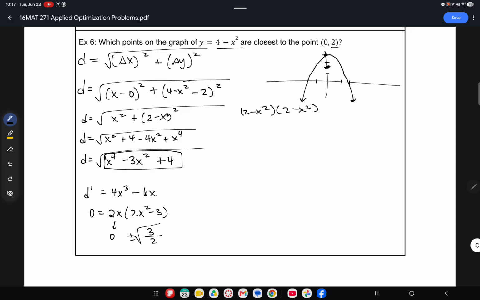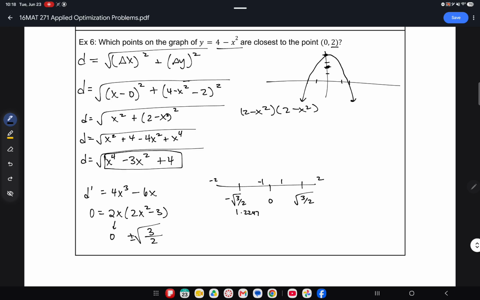All right, I can check the values, right? I can do negative square root of 3 over 2, 0, and positive square root of 3 over 2. And I can check some values here. So what is the square root of 1.5? That's 1.2247. So I could try -2, I could try -1, +1, and +2.